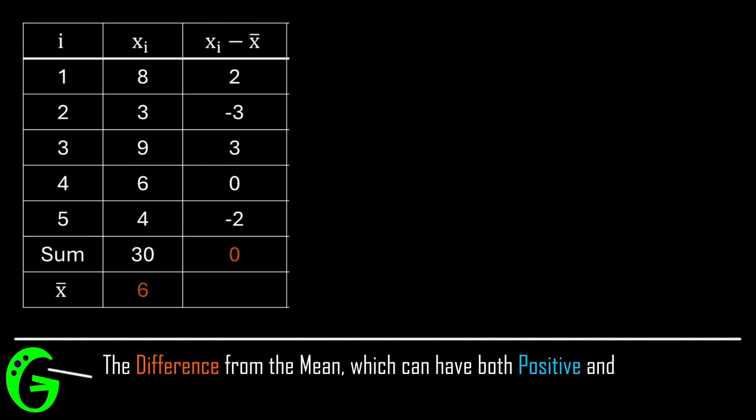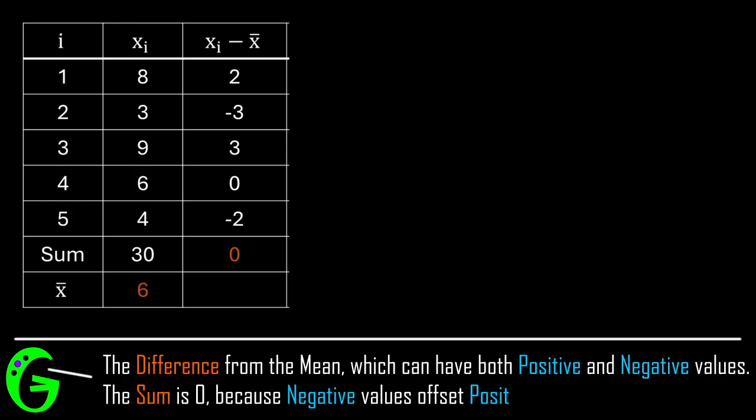The difference from the mean can have both positive and negative values. The sum is 0, because negative values offset positive ones.